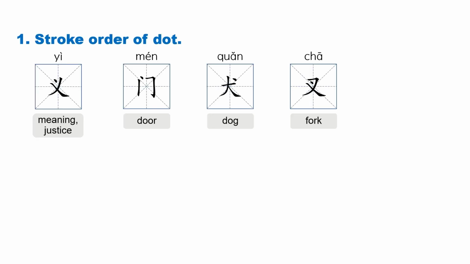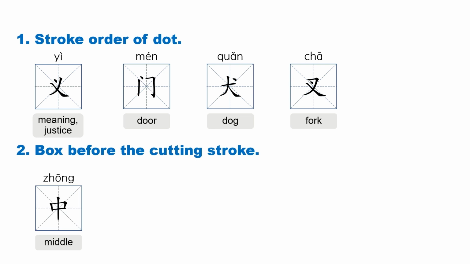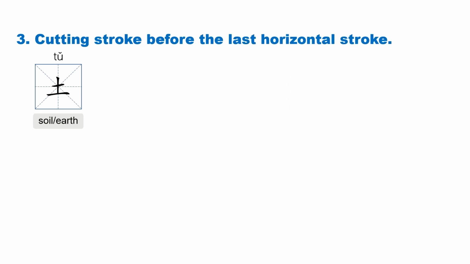In the end, let's have a review. In this lesson, we learned the last 3 rules of Chinese stroke orders. They are stroke order of dot, box before the cutting stroke, cutting stroke before the last horizontal stroke. Okay, that's what we have learned today.